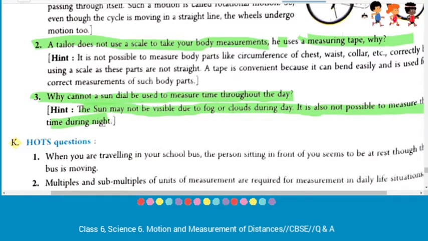So during the day, if clouds and fog are present, we may not be able to measure the time, and in the night time also we cannot measure the time with the help of a sundial.